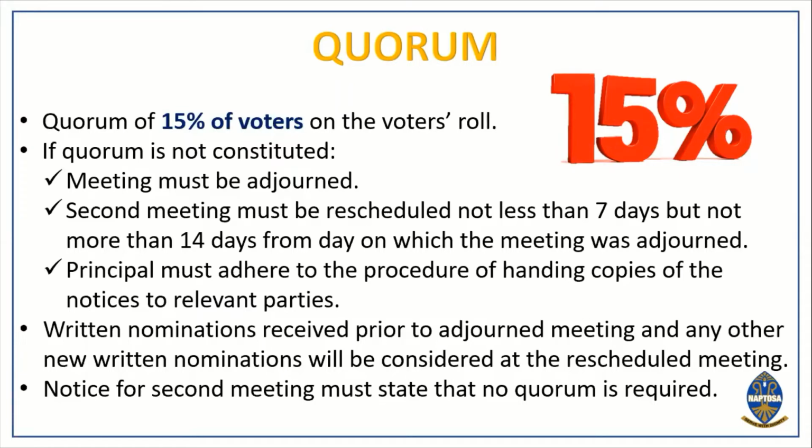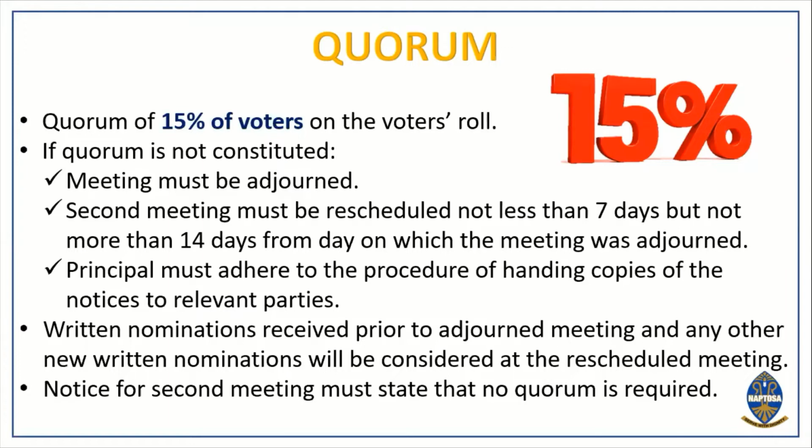And the reason why they're stipulating this in policy is what used to happen in the past: schools used to send out notice and say, we're having our election meeting on the 11th of March, and if the quorum's not met, then we'll have our second meeting on the 12th of March. So there's now a 7-day period. You can't have it less than 7 days from that date.